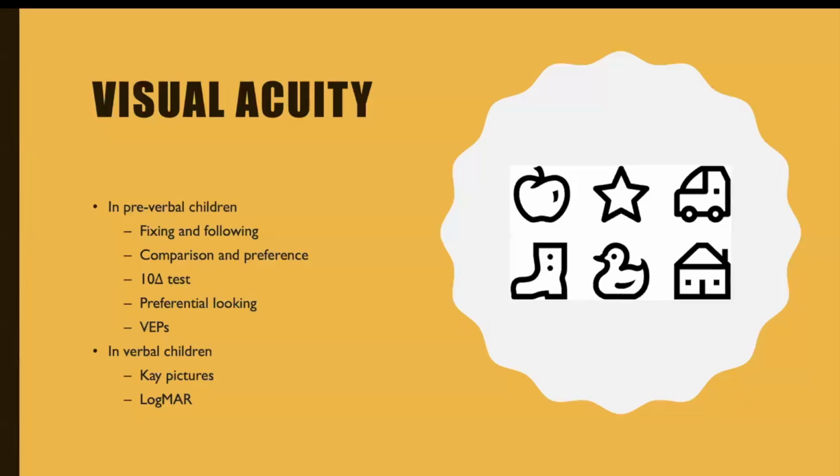Then look at visual acuity. So in pre-verbal children, you'll look at things like how they fix and follow. Do they have a preference of using one eye? If you cover one eye, are they more upset if you cover the left or right? 10 prism diopter testing can be helpful in separating the two eyes. Do they have preferential looking? And VEPs can also be useful here as well.